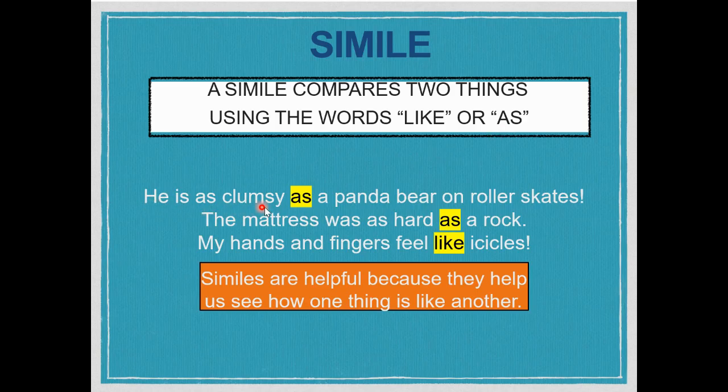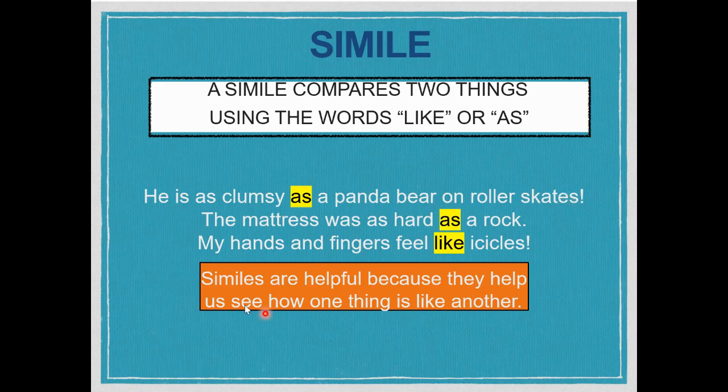Okay. So he is as clumsy as a panda bear on roller skates. He's pretty dang clumsy, right? The mattress was as hard as a rock. That mattress is pretty hard. My hands and fingers feel like icicles. My hands and fingers are really cold. Okay. But instead of being literal and saying he is an awkward guy, we're being figurative and we're trying to paint a picture of, look, it's like you could see this dude, you know, like he was a panda bear on roller skates, falling down, creating a mess, knocking people over. That's how clumsy this guy is.